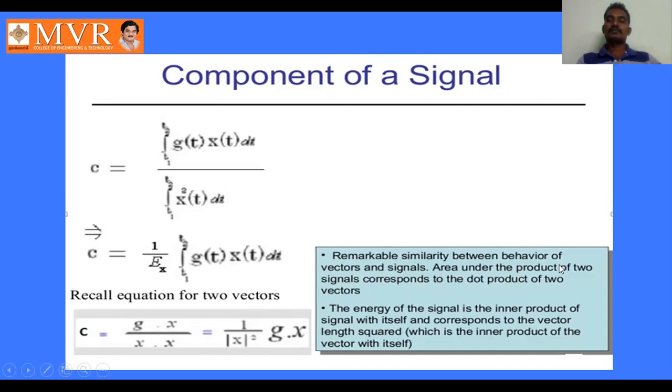The area under the product of two signals corresponds to the dot product of two vectors. The energy of the signal is the inner product of the signal with itself and corresponds to the vector length squared, which is the inner product of the vector with itself.